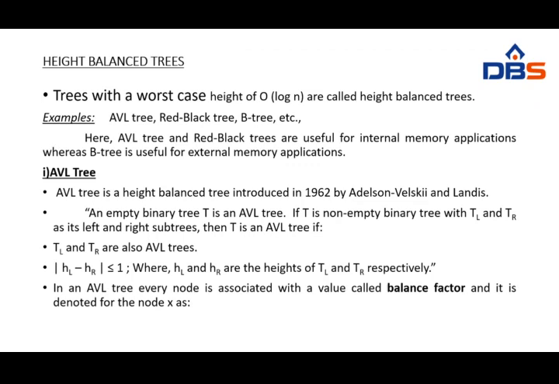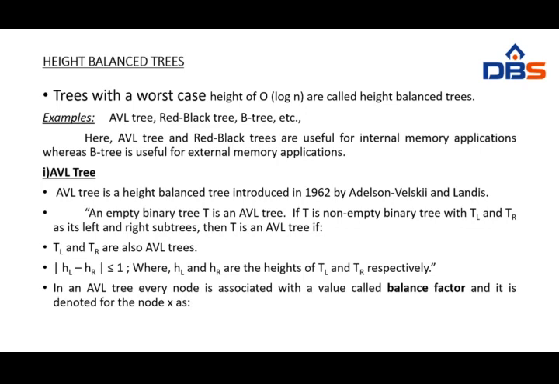Trees with a worst case height of O(log n) are called height balanced trees. These are the AVL tree, red black tree, and B trees. AVL tree and red black trees are useful for internal memory applications, whereas B tree is useful for external memory applications. So first we go for AVL tree.